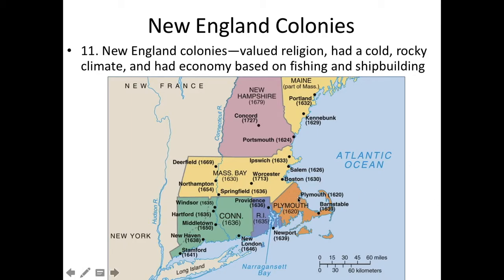You probably heard of the Pilgrims, and they settle, in contrast to the South, for religious reasons. So Jamestown and the southern colonies were all settled because the people wanted to make money. Well, in New England, they wanted to settle in the New World so they could practice their religion.